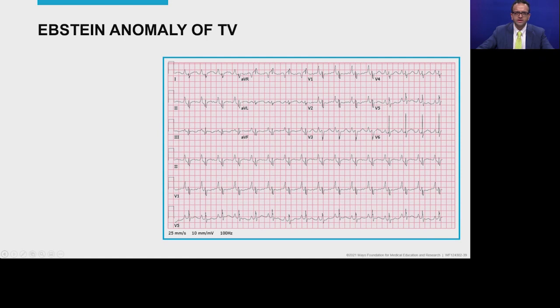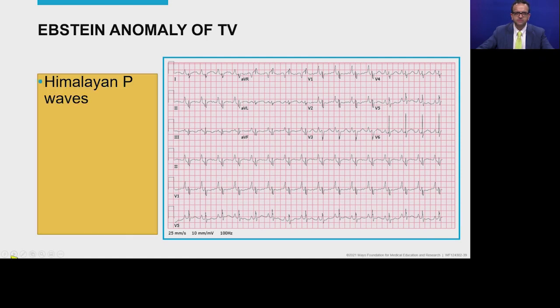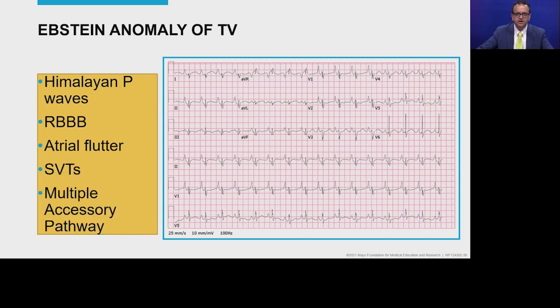So when we look at an ECG of a patient with Ebstein's anomaly of the tricuspid valve, a common teaching point is they have Himalayan P waves. That's because of that significant right atrial enlargement we saw. Right bundle branch block. These patients are prone to develop multiple atrial flutters, SVTs, and they are also known to have multiple accessory pathways.